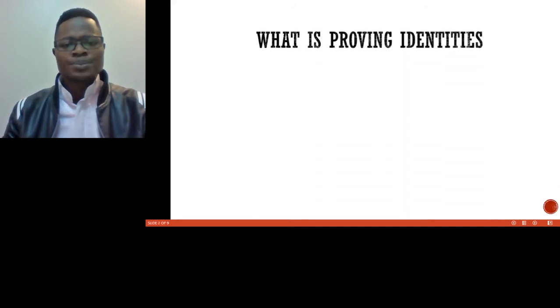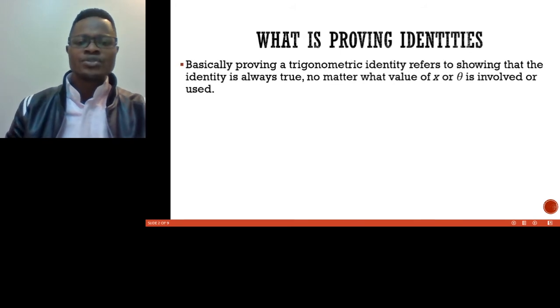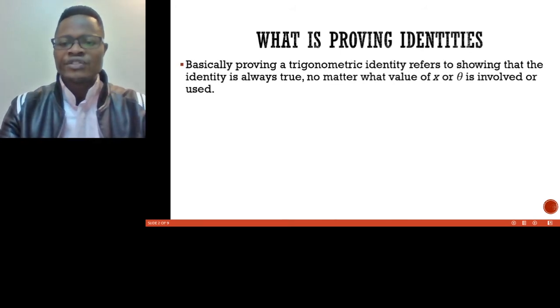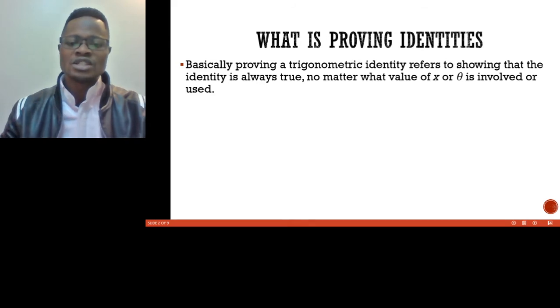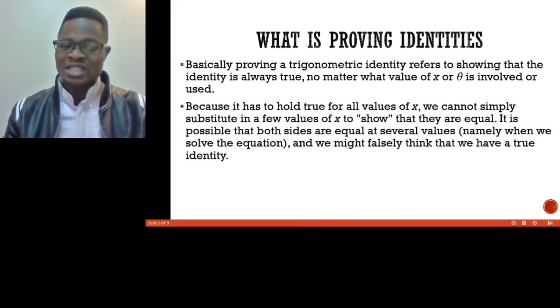First of all, what is proving identities? Basically, proving a trigonometric identity refers to showing that the identity is always true, no matter what value of x or theta is involved. You can even use y or z, no matter what value you use, but we are trying to prove that this identity is true because it has to hold true for all the values of x or even all the values of y. We cannot simply substitute in a few values of x to show that they are equal.